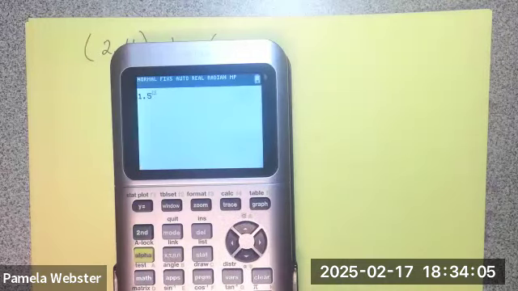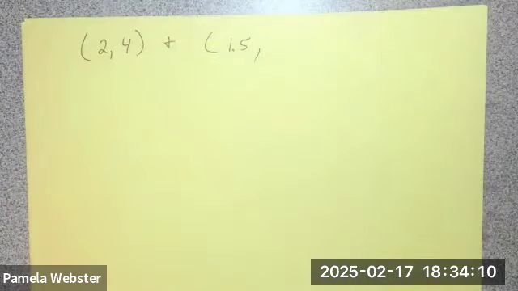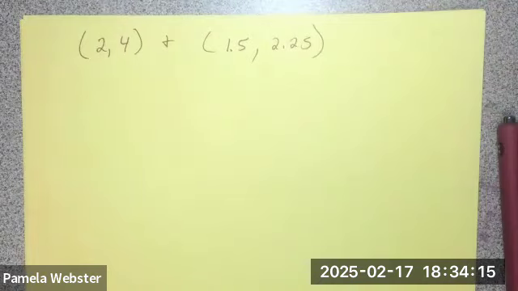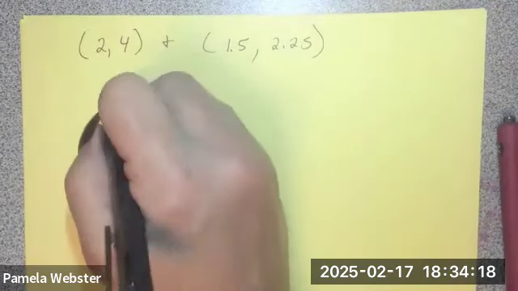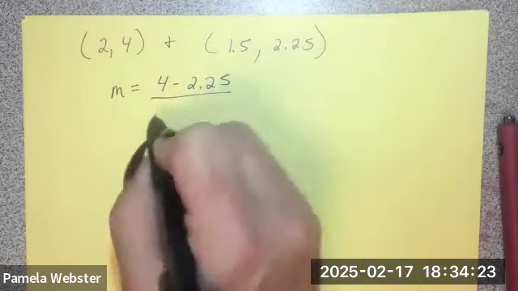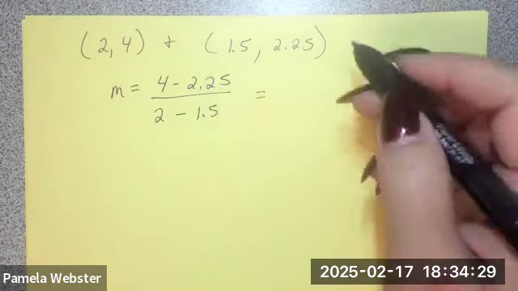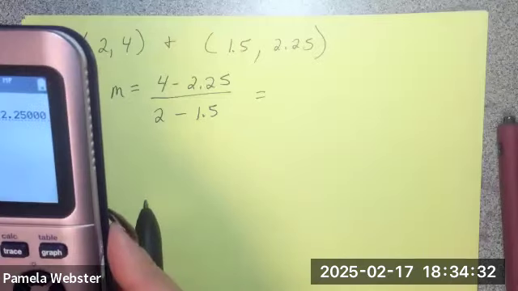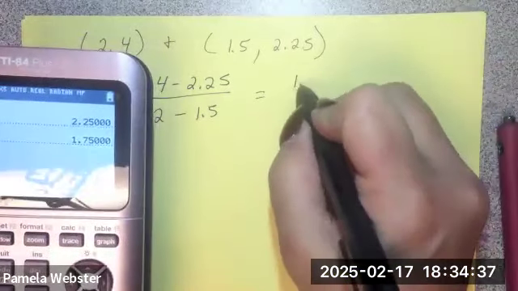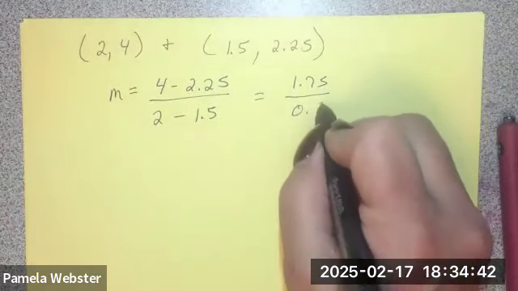1.5 squared. 2.25. I should have known that. 15 squared is 225, but that's okay. 2.25. There's my two points. And we're going to do the same process and find out what that slope is. Again, 4 minus 2.25. On the bottom, it's 2 minus 1.5. Okay. 4 minus 2.25 is 1.75, right? Yep. Okay. And on the bottom, I've got 2 minus 1.5, so that's 0.5.